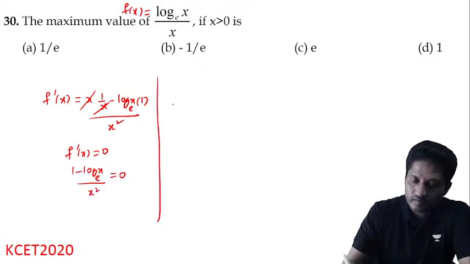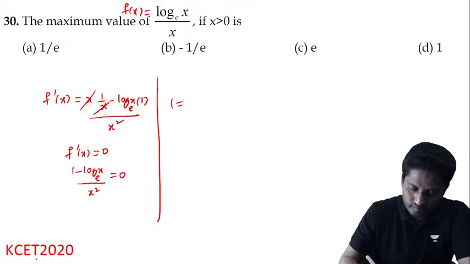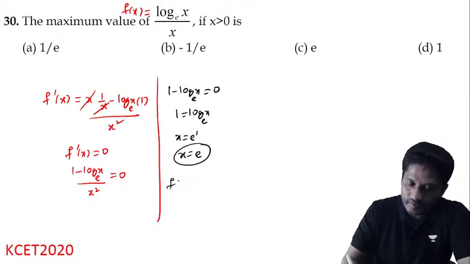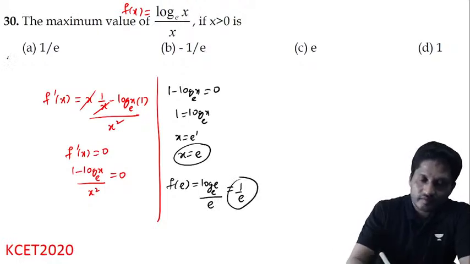So 1 minus log x to the base e is equal to 0. So 1 equals log x. So x is equal to e power 1, x is equal to e. Now you find out f of e, which is equal to log e divided by e. Log e is 1, so you will get 1 by e. This is the value, guys.